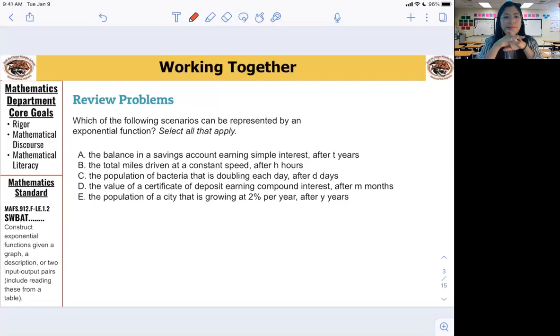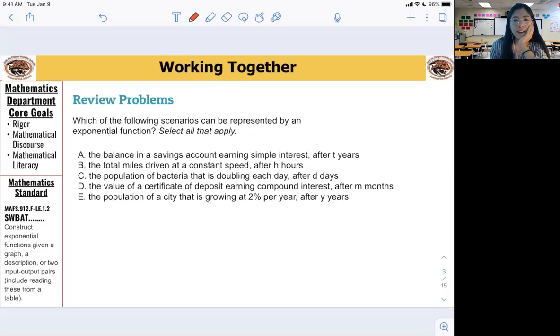Which of the following scenarios can be represented by an exponential function? Select all that apply. Okay. So remember, we've talked about this kind of at the beginning. We always want to look for keywords or key symbols or key types of numbers that tell us that we have exponential growth. So does anybody notice any keywords, key numbers, key anything?